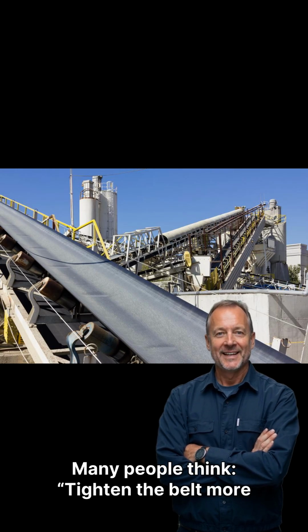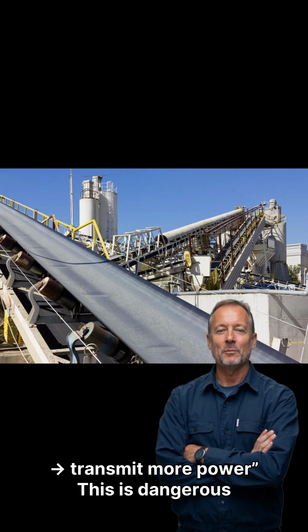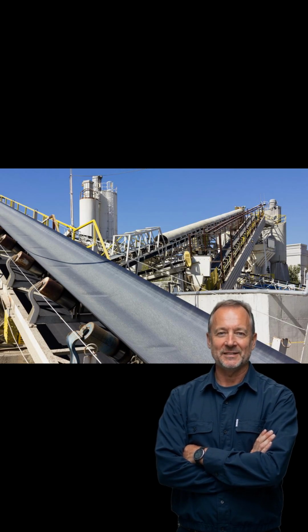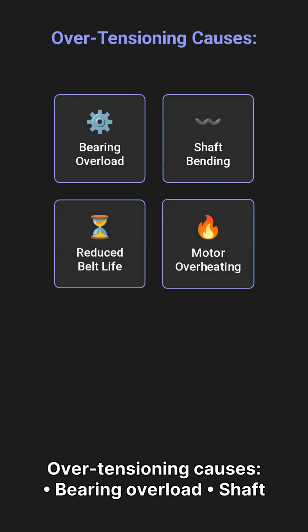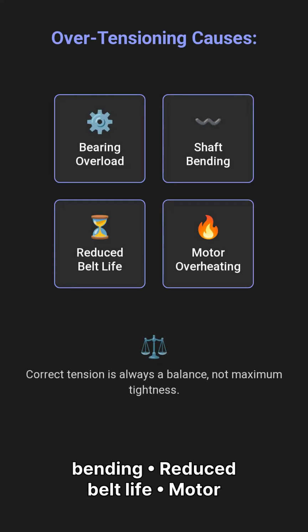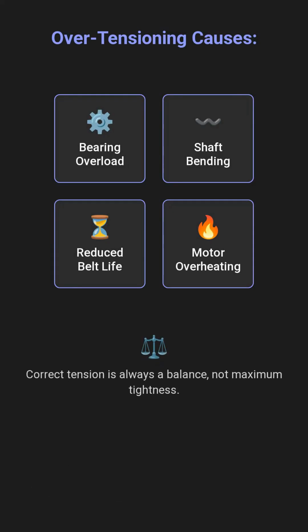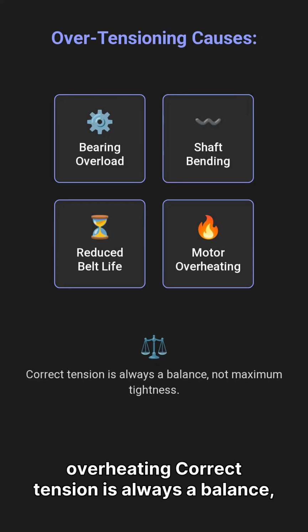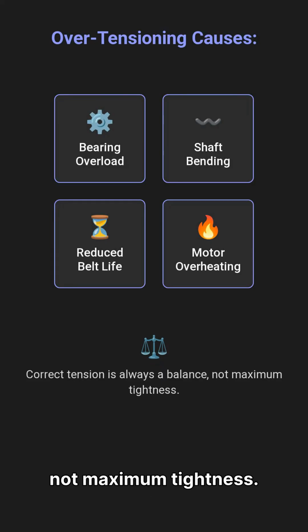Many people think: tighten the belt more, transmit more power. This is dangerous thinking. Overtensioning causes bearing overload, shaft bending, reduced belt life, and motor overheating. Correct tension is always a balance, not maximum tightness.